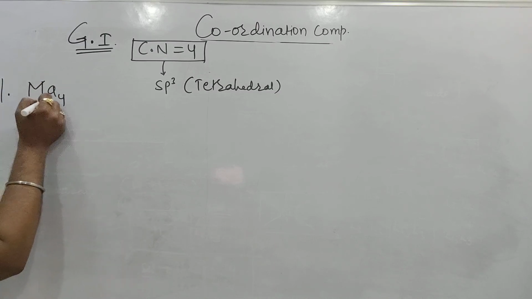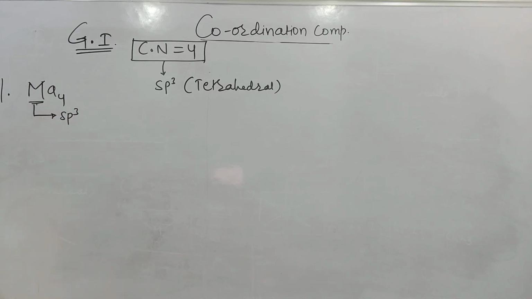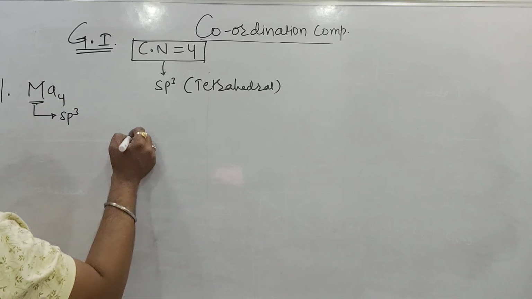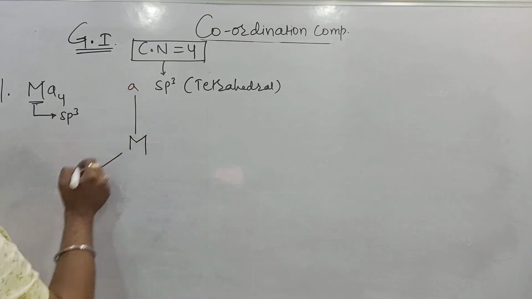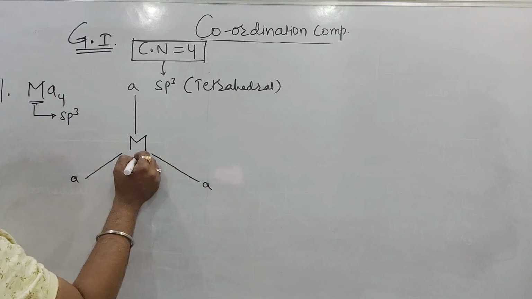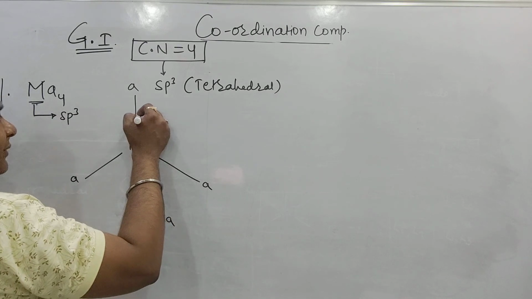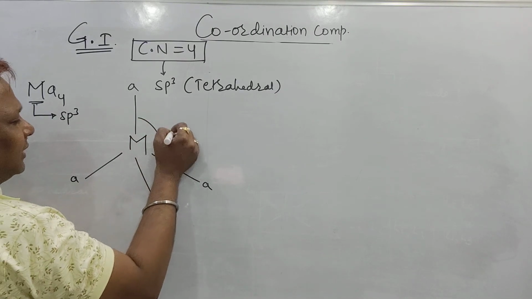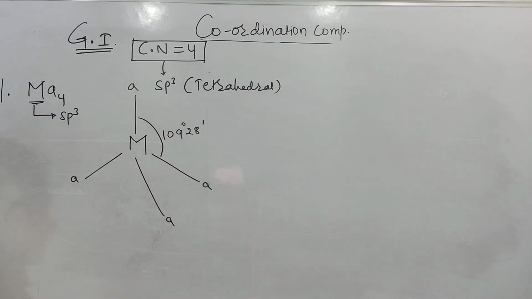In Ma4, the central atom M will have sp3 hybridization, meaning tetrahedral geometry. I want to draw the structure. Sir, A and A on the plane of the board. This A is on the backside of the board and this A is above the board. I will ask you, in between this A and A, what is the bond angle? Every child knows that it is 109 degrees 28 minutes.